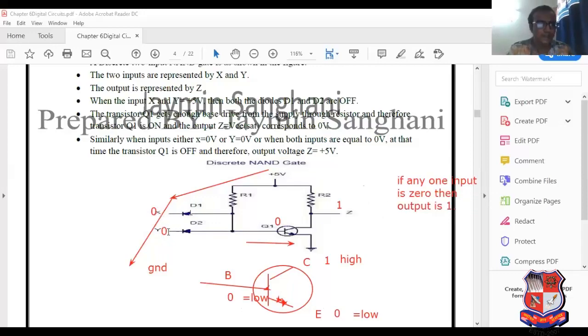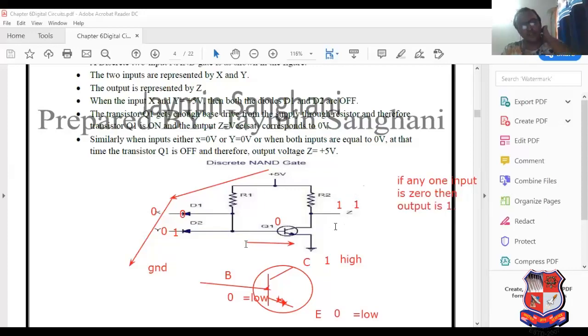Similarly, if we apply 1 input here and 0 input here, then obviously this diode acts as forward bias, but this diode acts as reverse bias. So here also we get 0 volt. Why? Because this is forward bias, all the current can flow like that. So here we are not able to get current, because current flows in the low resistance path. A low resistance path, so current will flow, and nothing will be available here. So also in the second case, output is 1.